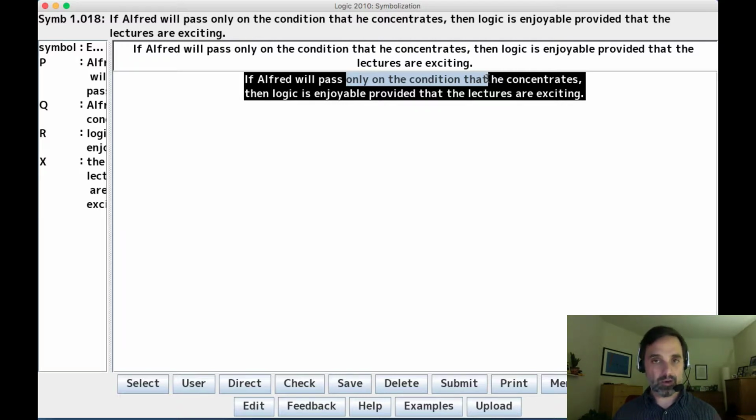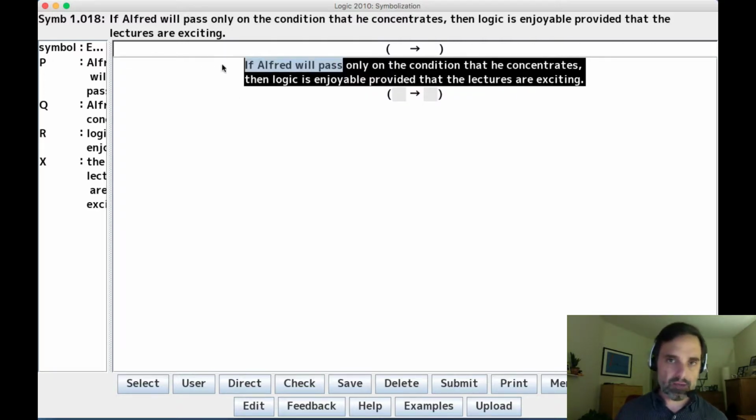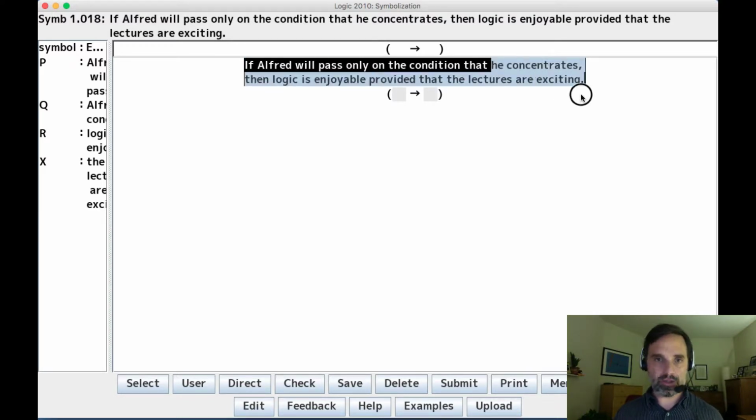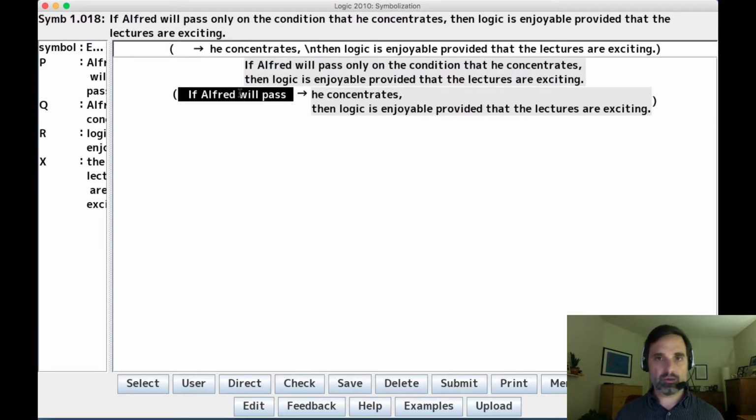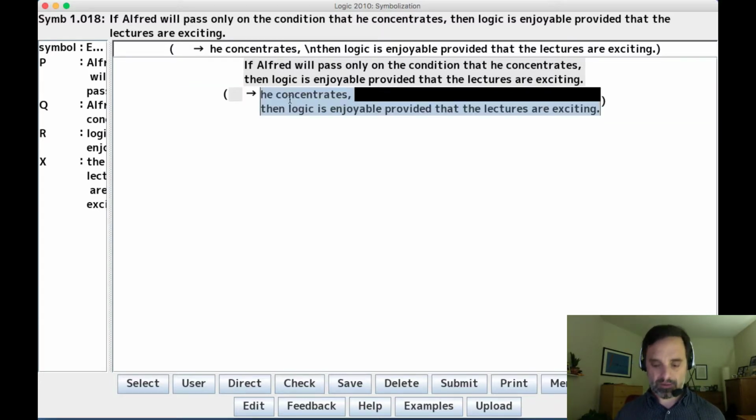It doesn't even pass the removal test. Let's look at why not. So if we thought that only on the condition that was the main connective, then we'd be left with this, if Alfred will pass, and this, he concentrates and logic is enjoyable, provided that the lectures are exciting. So this would be the consequent, because only on the condition that flags the consequent, and that would be the antecedent. Well, this is no good, right? Certainly this is incorrect. If Alfred will pass is not a sentence, but this needs to contain a sentence, and he concentrates, then logic is enjoyable, provided that the lectures are exciting, would also need to be a sentence, but it's not.